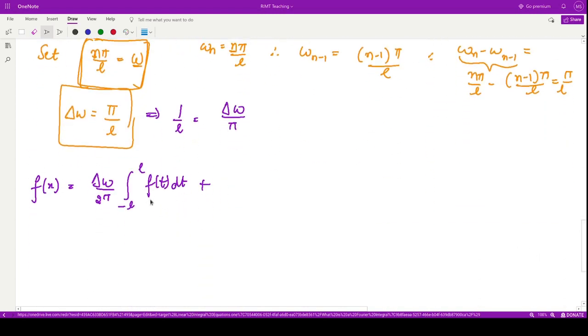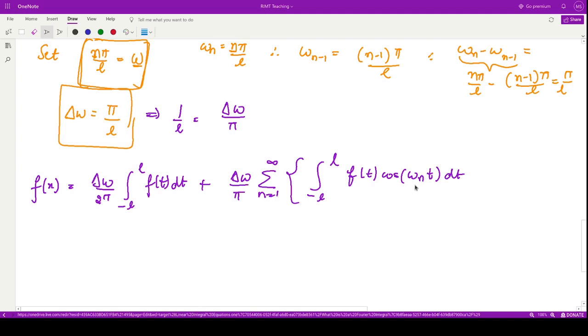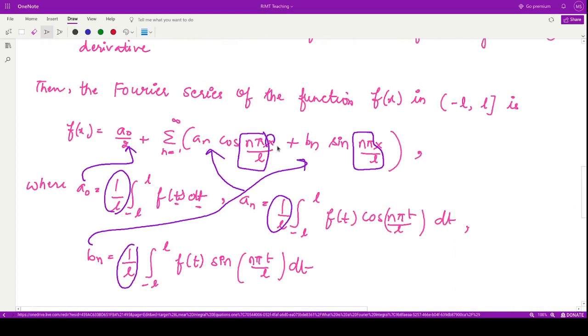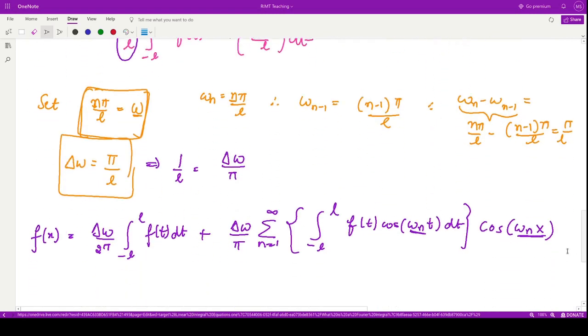So when I'm doing this, I have the first term to be this, the second term to be delta omega by pi, summation n varies from 1 to infinity of the term integration minus L to L, f of t cos omega nt dt, right? In place of omega, you could write omega n because it is associated with n. So this term corresponds to an, and the term we had already was cos omega n x. Now these terms are going in the variable x, and the values of an are going with the dummy variable t. So you should note this thing over here.